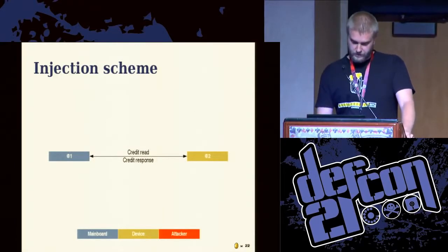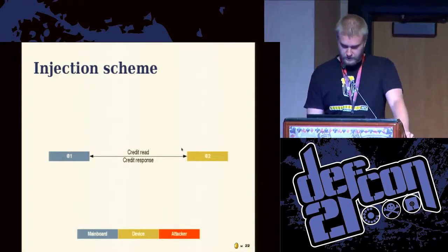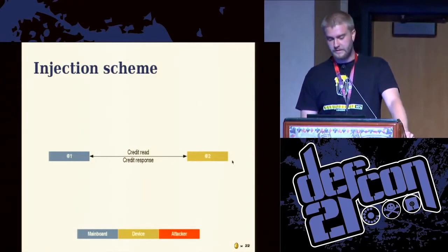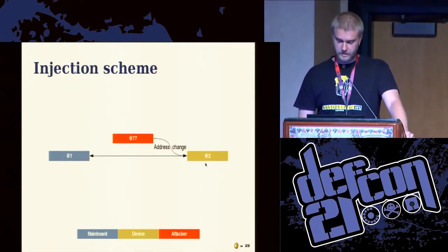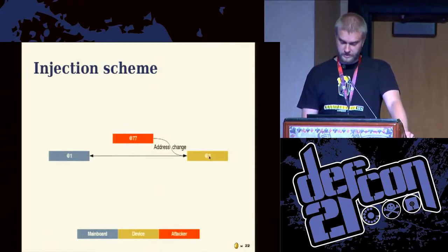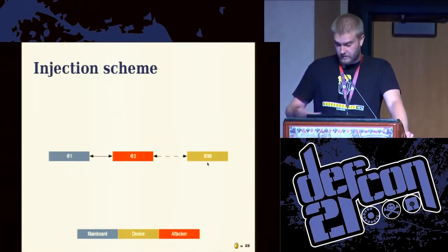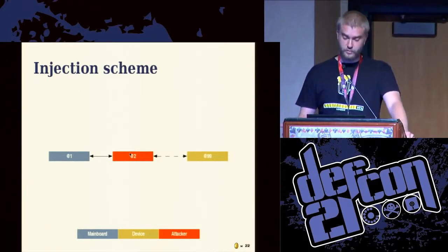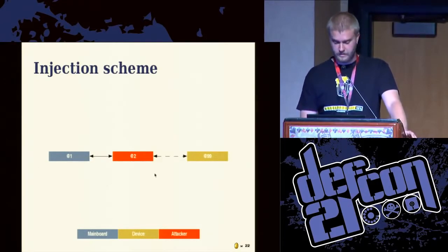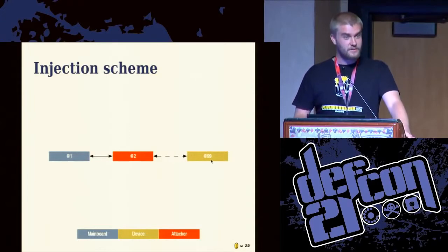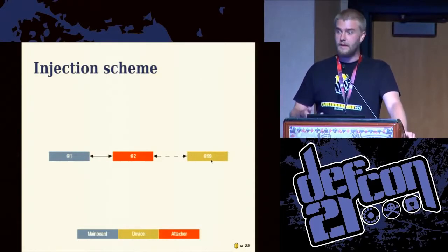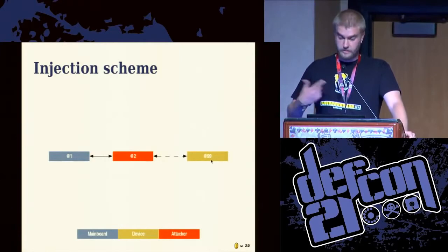If I show this, you have the main board there, which is address 1, the device at address 2. It sends credit reads, it sends credit responses, etc. I just get on the bus, take an address like 77, and send an address change packet to the device. It will take the address 99, for example, and I take the address 2, and the main board will continue to ask me, instead of the coin acceptor, my status. And that way I can respond, okay, hey, I got a new coin. I got a new coin too. Again.